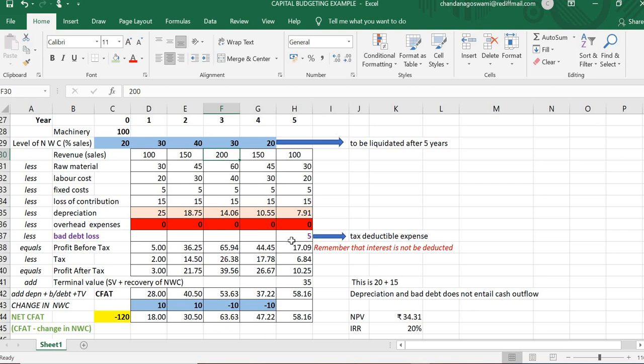So from revenue, if you deduct raw materials cost, labor cost, fixed cost, loss of contribution, depreciation, overhead expenses and the bad debt loss, you arrive at a figure called profit before tax. And as explained in the earlier video also, the interest is not to be deducted out here. Now from profit before tax we are going to pay the tax.